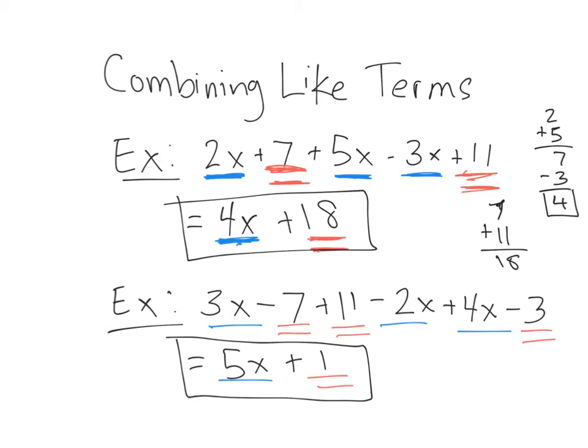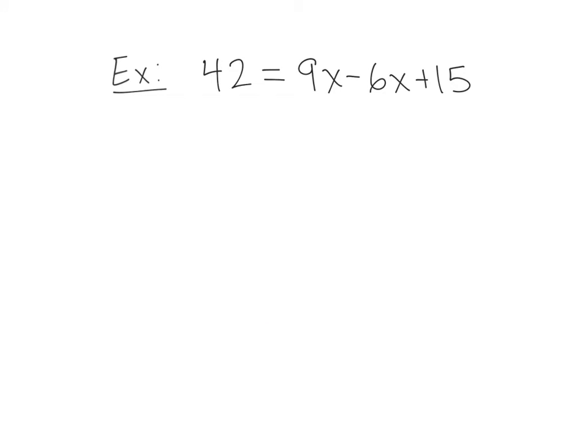Hopefully we know how to combine like terms. If we can do the distributive property and we know how to combine like terms, and we combine that with what we did with equations yesterday, we're going to be able to solve some equations that look pretty tricky. Let's try one of those. All right, here it is. Example, we got 42 equals 9x minus 6x plus 15.